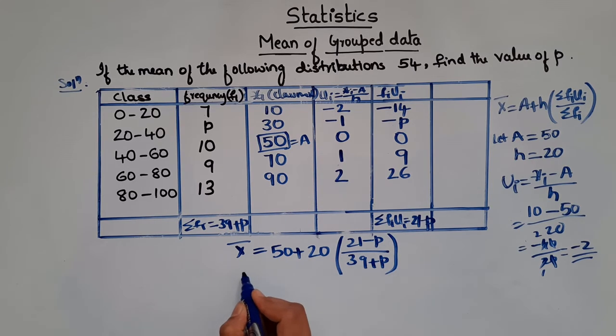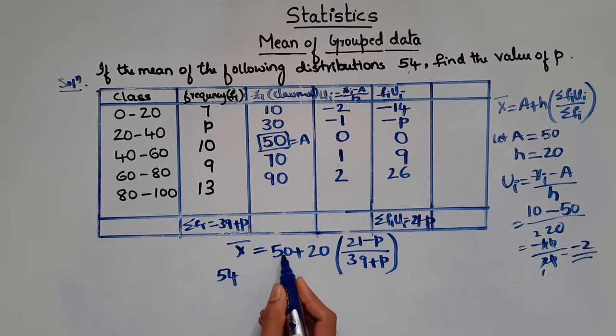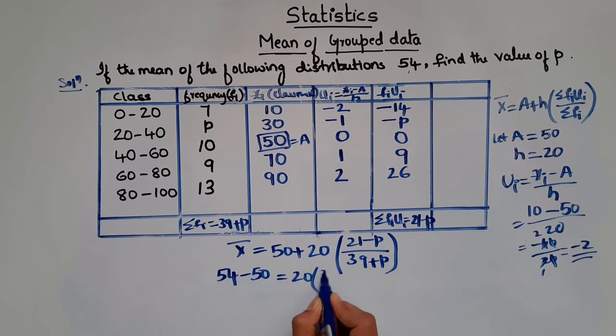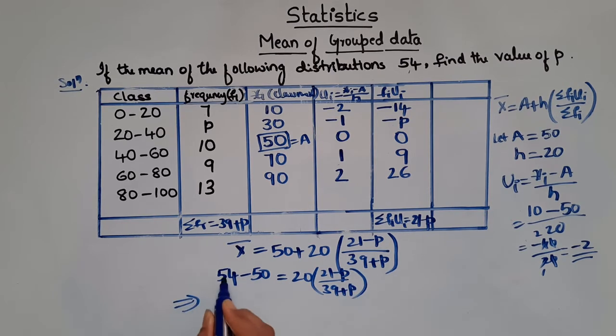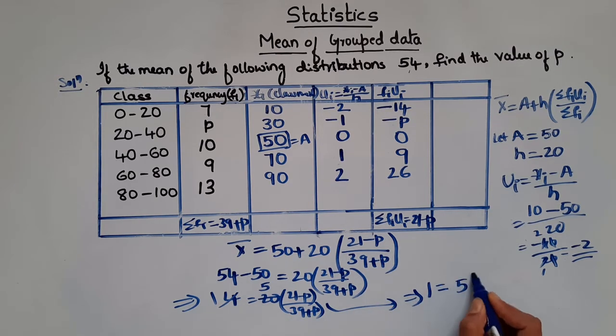We have to simplify this equation. Here the mean is given as 54. This 50 we will bring to the left hand side, that will be minus 50, which is equal to 20 into (21 minus p) by (39 plus p). So this implies 54 minus 50 is 4 is equal to 20 into (21 minus p) by (39 plus p). 4 ones are 4, 5s are 20. So we have 1 is equal to 5 into (21 minus p) by (39 plus p).